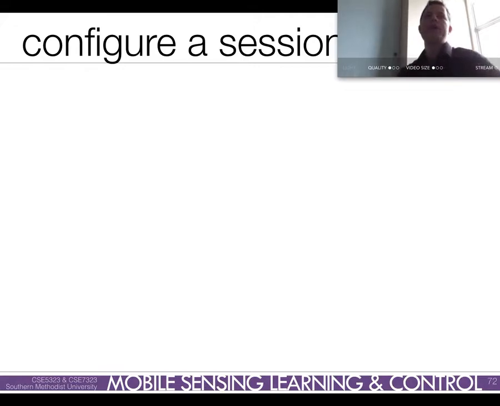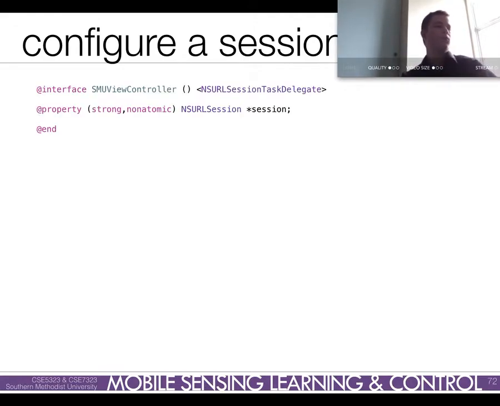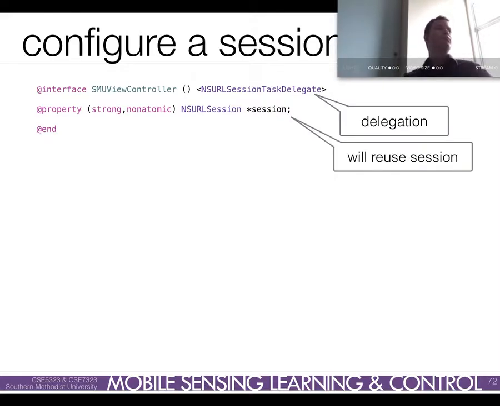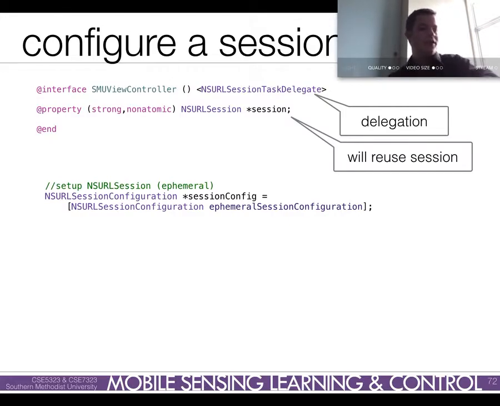So if you want to configure an NSURL session, it's pretty easy. One of the things you will do is say that you are an NSURL session task delegate, right? And I'm going to take a property, NSURL session, call it session, and make it a property of my view controller. So this is the session that I'm going to reuse. To set up my NSURL session, I'm going to say NSURL session configuration, session config. This is another class, and I'm going to get a configuration for the session.